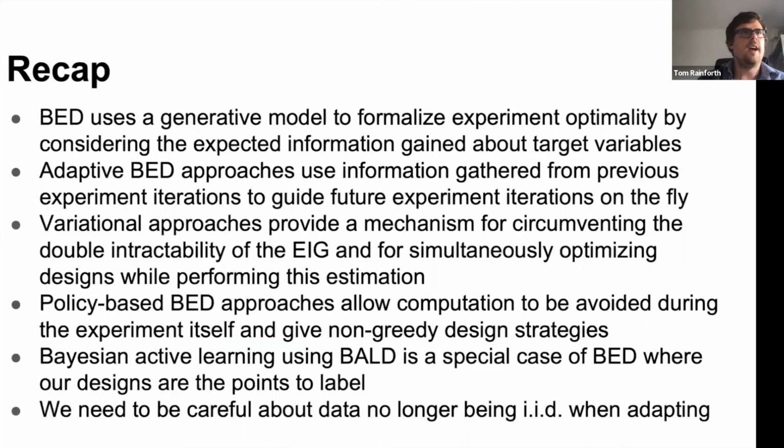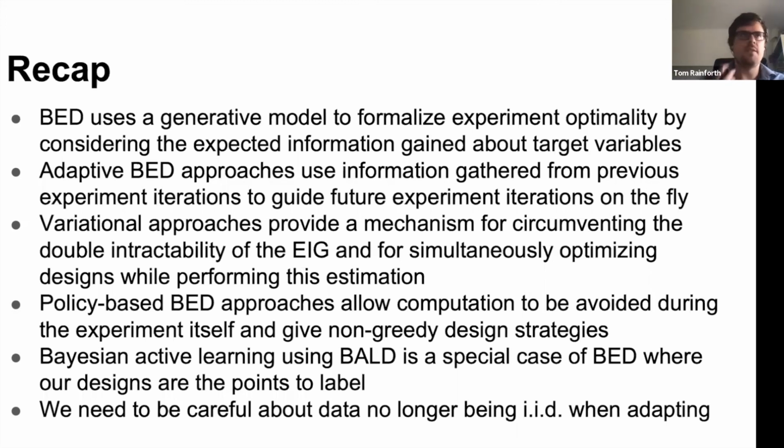I'm just going to skip over that last bit, as I think we're very much running out of time. But I just want to quickly recap before we stop. So generally, this talk's been about Bayesian experimental design, and we explained how that's something that uses a generative model to formalize the notion of experimental optimality. Namely, we look at the expectation of the information that's gained about some variables of interest. So we had this notion of something we want to learn about, and BED is a mechanism for formalizing how good an experiment is if we want to learn about that particular thing.